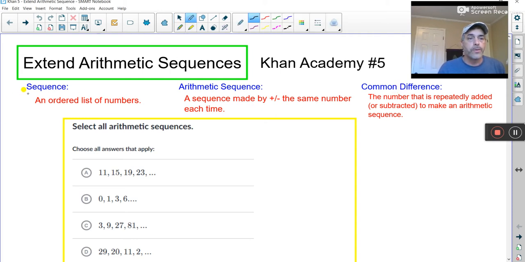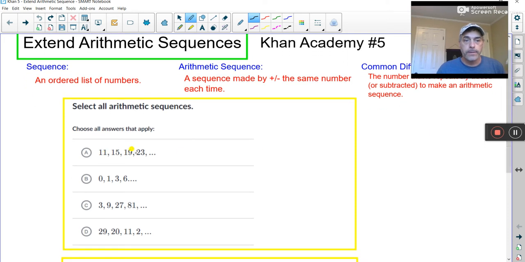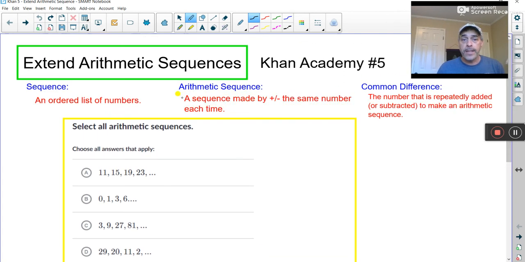A sequence. In math, a sequence is an ordered list of numbers. So here's a few sequences, A, B, C, and D, and they're a list of numbers, and there's some sort of order about them. We'll talk more about what that order is in just a minute. An arithmetic sequence is a sequence made by adding or subtracting the same number each time.